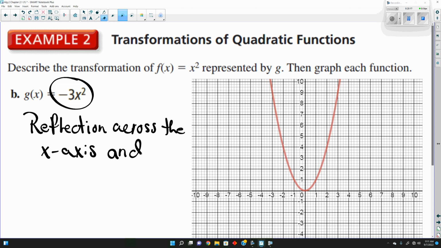So that takes care of the negative. But we also have the 3, which is a vertical stretch or shrink, because it's outside the parentheses. If we had parentheses around it, it wouldn't be vertical, it would be horizontal. So this is vertical. Stretch or shrink? Stretch, yes.